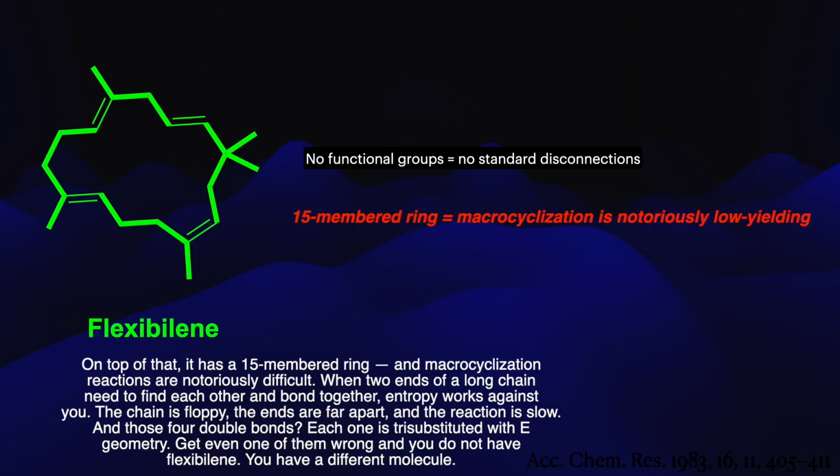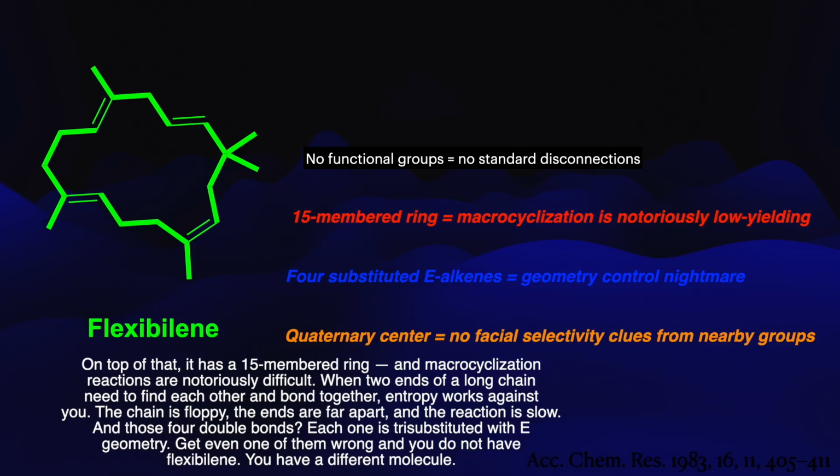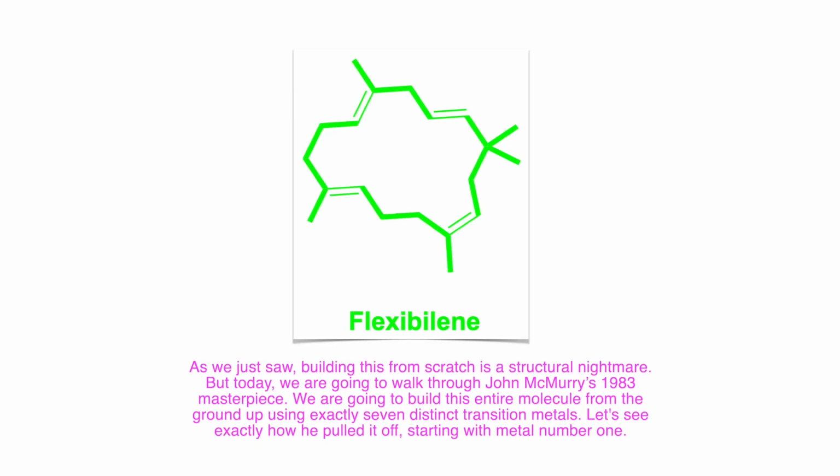On top of that, it has a 15-member ring, and macrocyclization reactions are notoriously difficult. When two ends of a long chain need to find each other and bond together, entropy works against you. The chain is floppy, the ends are far apart, and the reaction is slow. And those 4 double bonds, each one is tri-substituted with E geometry. Get one of them wrong and you do not have Flexibilene. You have a different molecule. As we just saw, building this from scratch is a structural nightmare.